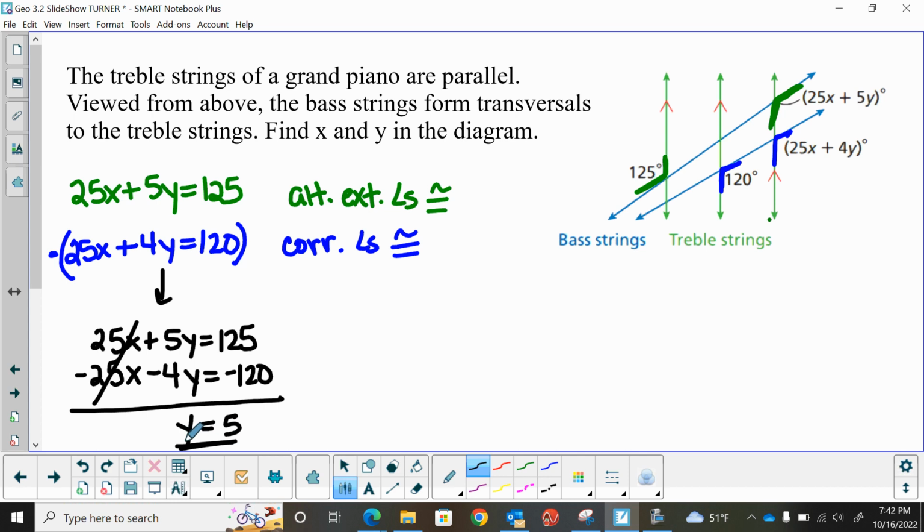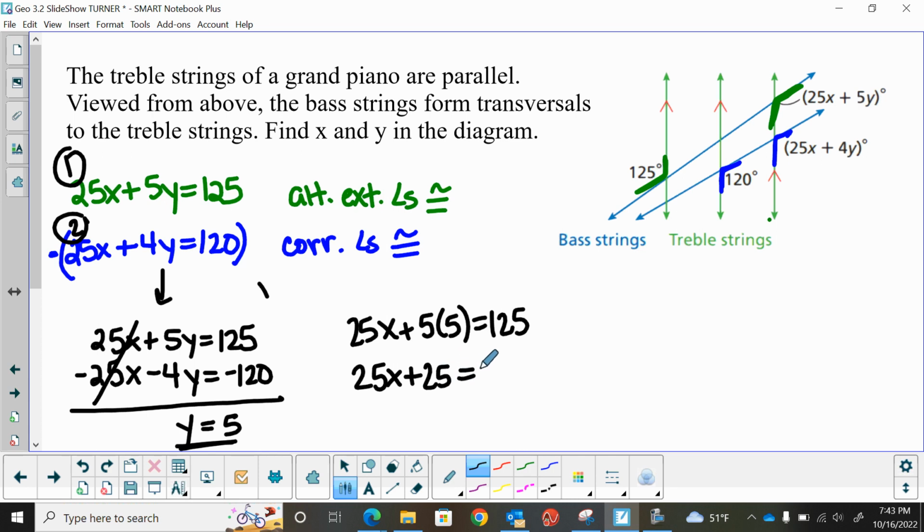So my y equals 5. Then what you do is you go back to either one of these equations, either the first equation or the second equation, and you plug 5 back in. So I'm going to go back to my first equation, plug 5 in for y, and then you solve for x. So 25x plus 25 equals 125. Subtract 25 from both sides.